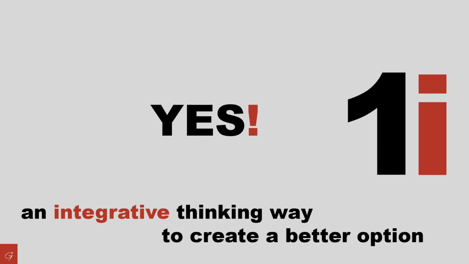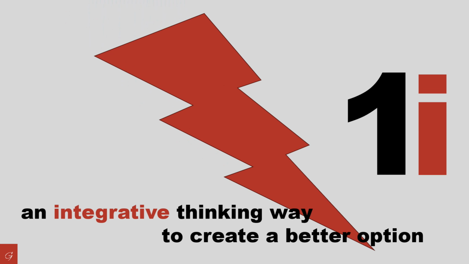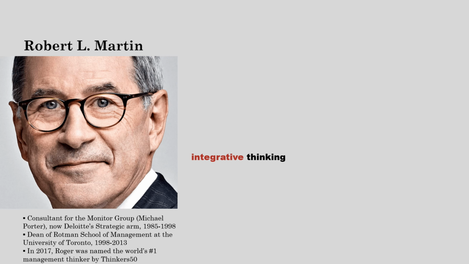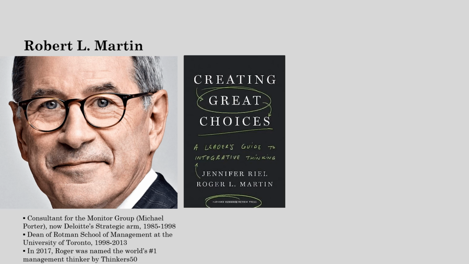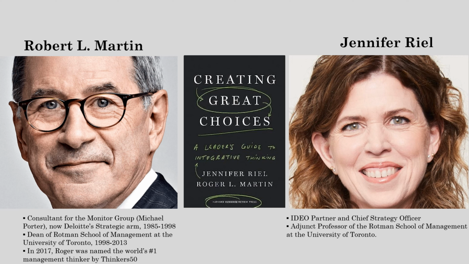This framework can literally be a shortcut to make a strategic choice, but also to make other important decisions in life. Integrative thinking has been championed by Roger Martin and is explained in Creating Great Choices, a book he wrote with Jennifer Riel, ideal partner and chief strategy officer, and Roger's colleague at the Rotman School of Management. They have been teaching it to students and corporations for over a decade now.